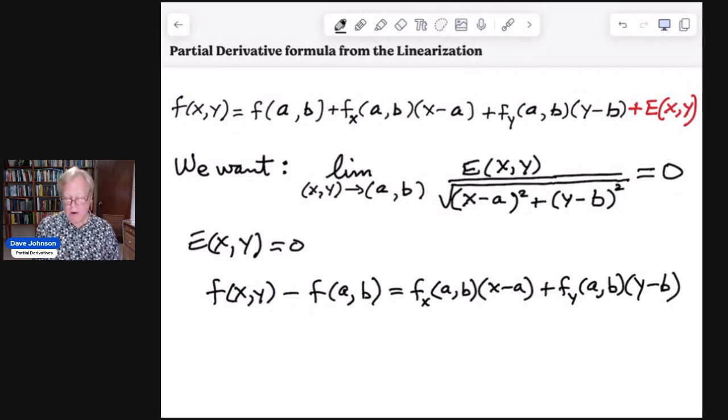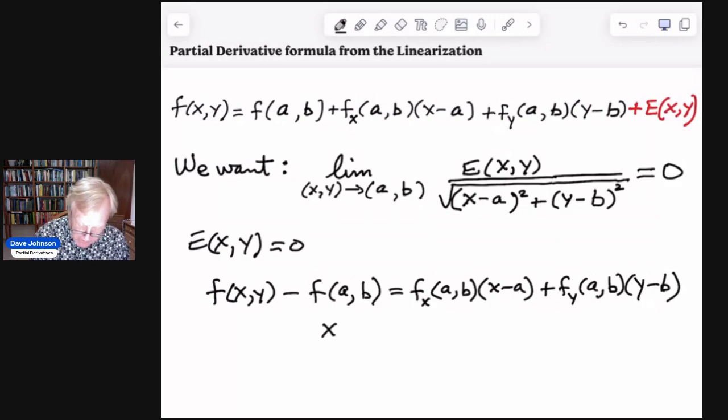Now, I should point out that we're using the partial derivatives, but we're pretending like we don't know how to calculate the partial derivatives. So the partial derivatives are some measure of rate of change here, and we're multiplying that times this separation between x and a and y and b. But what we're going to try to do is come up with the formula for calculating the partial derivatives.